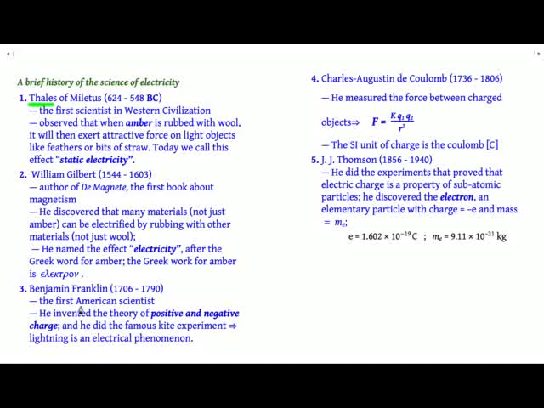And Franklin invented the theory of positive and negative charge. Franklin invented the theory that different materials could have different kinds of charge, and some were positively charged and some were negatively charged. And like charges repel, unlike charges attract. Of course, Franklin is famous for the kite experiment, in which he showed that lightning is an electrical phenomenon.